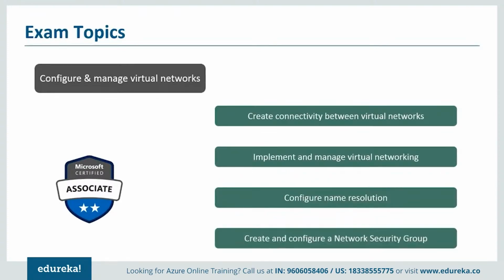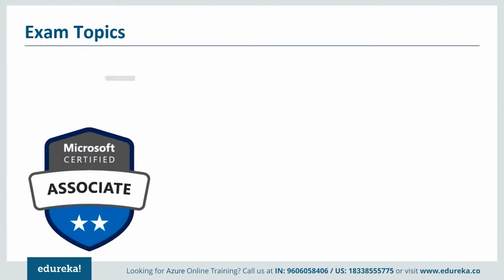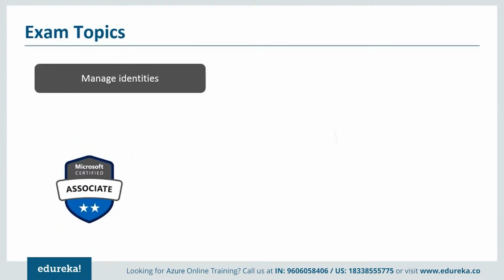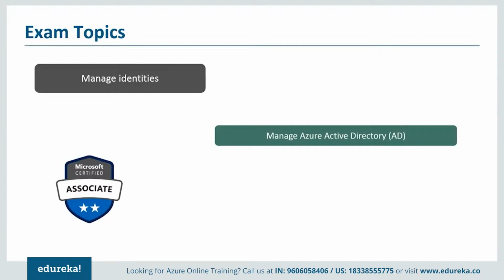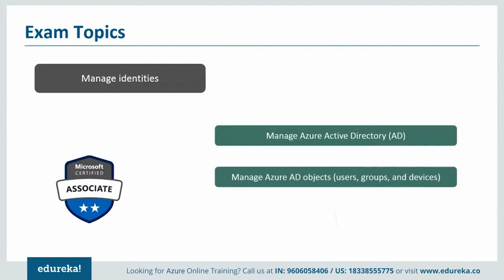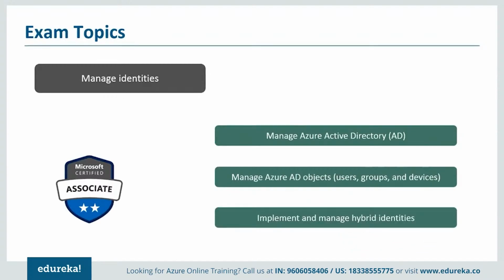Again, when you talk about the pointers that are below here, you need to understand how name resolution works, DNS and all those things, and how you create and configure your security groups, because security, as I've already mentioned, is important if you talk about protecting your data. Manage identities. Guys, now this is where monitoring comes into the picture, and these are the pointers you would be focusing on. You should be able to understand and manage your Azure Active Directory, have an understanding of how Azure AD objects work, and implement and manage hybrid identities as well.